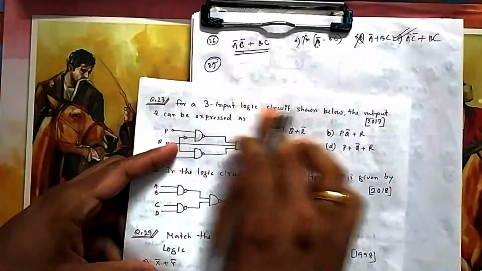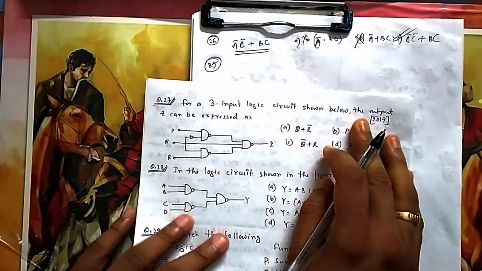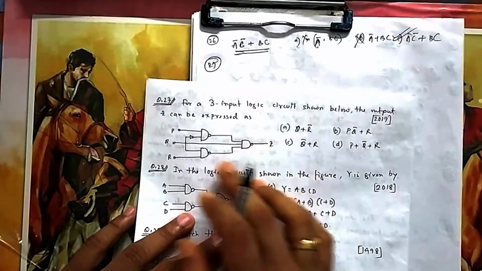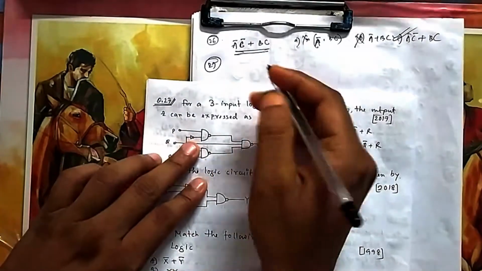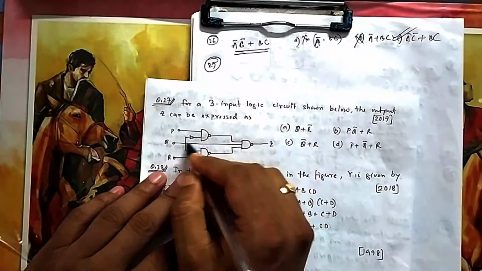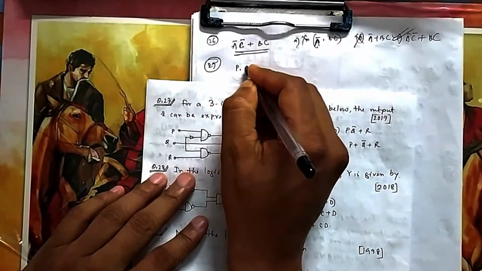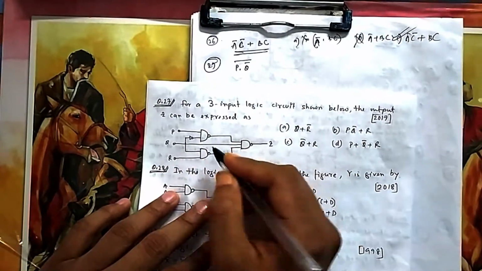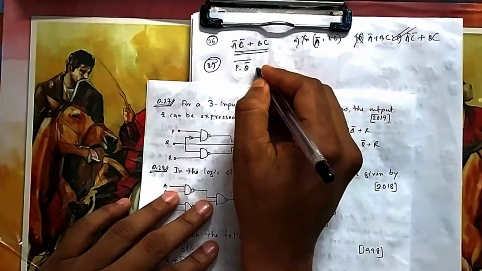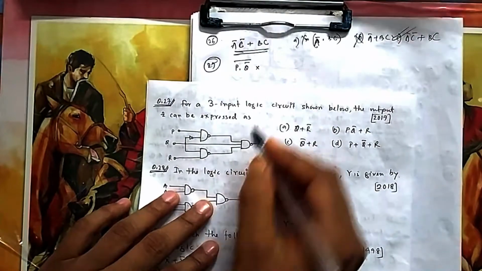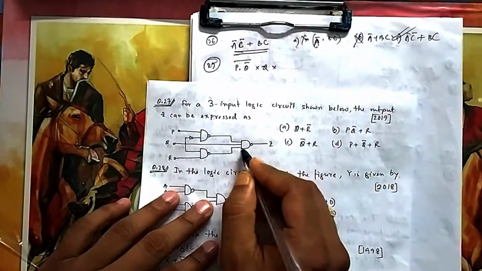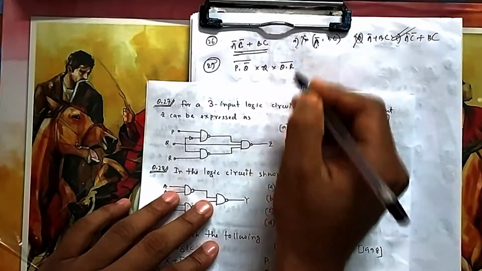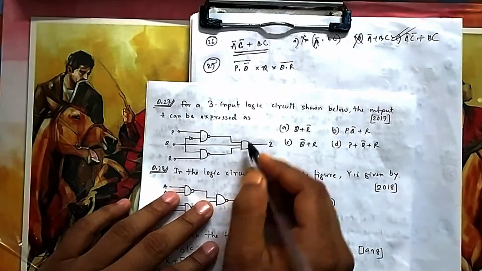Now if you see question number 27: for a 3-input logic circuit shown in the figure, the output Z can be expressed as. You can find it easily. Again, what is coming from here? P and then Q naught, P then Q naught, that is multiplied, then this is bar because this is NAND. Then this is multiplied with what is coming here? Q. Again that is multiplied with what is coming here? Q and R naught, Q into R naught. Then everything is multiplied, and overall there is a bar.